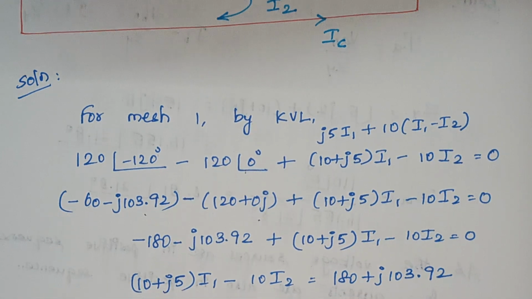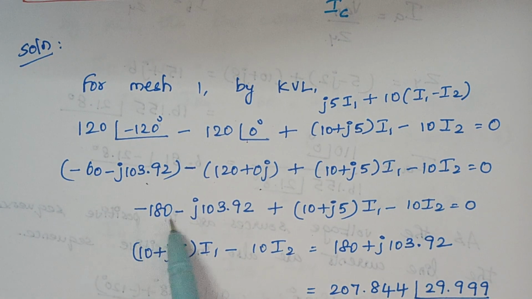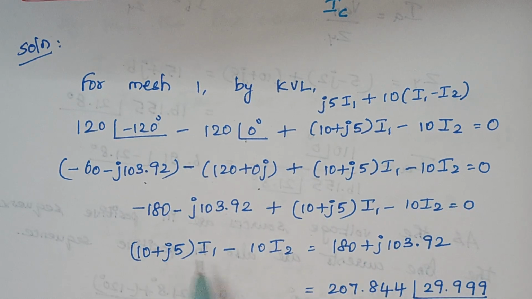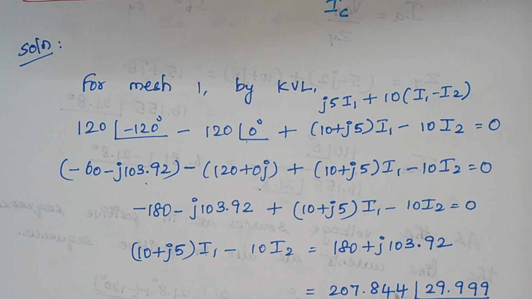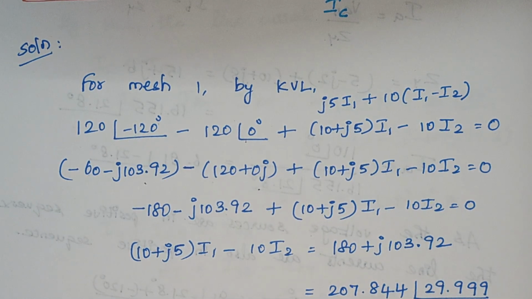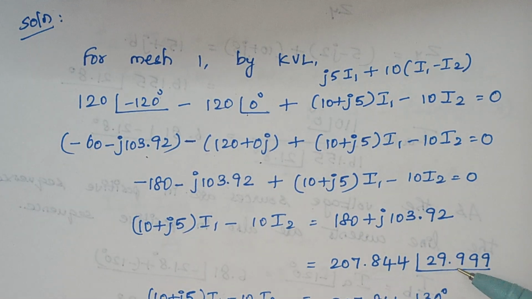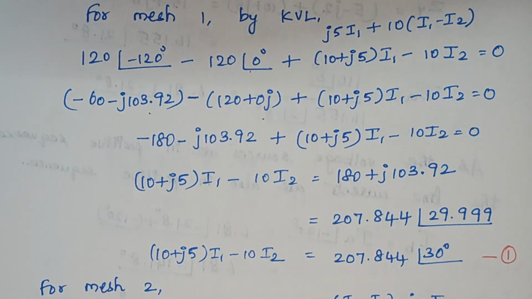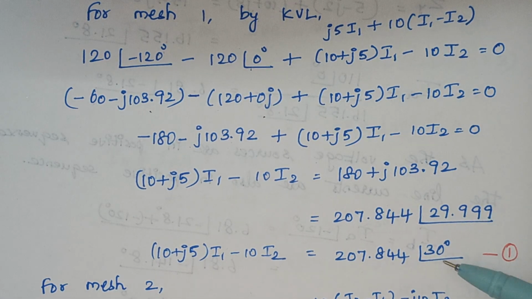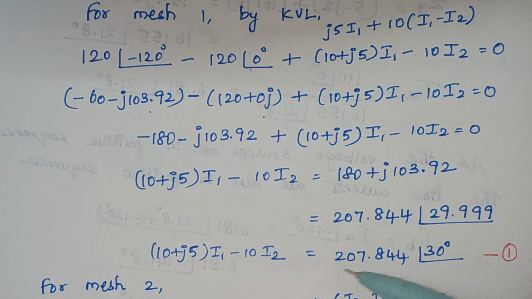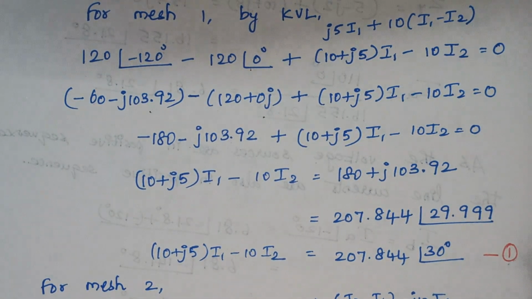And finally I am keeping I1, I2 terms on the left hand side, and I am moving this term to the right hand side. So you see here both the terms are with negative sign. When they move to the right hand side, they become plus here, right? Again when you convert this rectangular form to polar form, it appears like this. And finally I am simplifying. You see 29.99 can be written as 30 degrees, right? So this is your equation number 1, which is written for our loop 1, right?